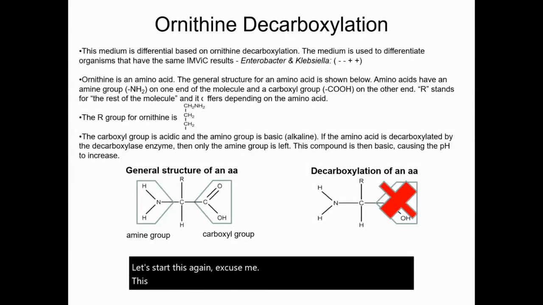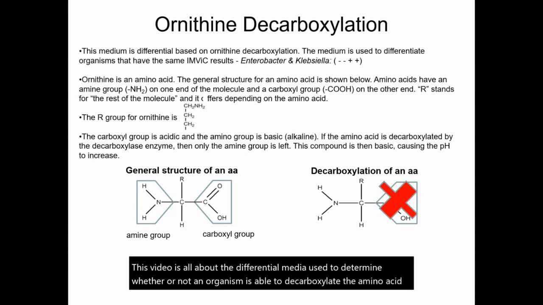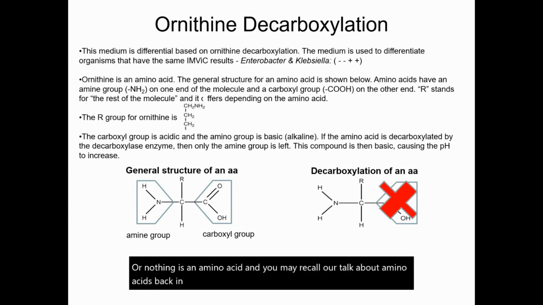This video is all about the differential media used to determine whether or not an organism is able to decarboxylate the amino acid ornithine. This process is called ornithine decarboxylation. Ornithine is an amino acid, and you may recall our talk about amino acids back in lecture unit 1 when we talked about translation. Amino acids are the building blocks of proteins, so it's really important and has a very important role within the cell.